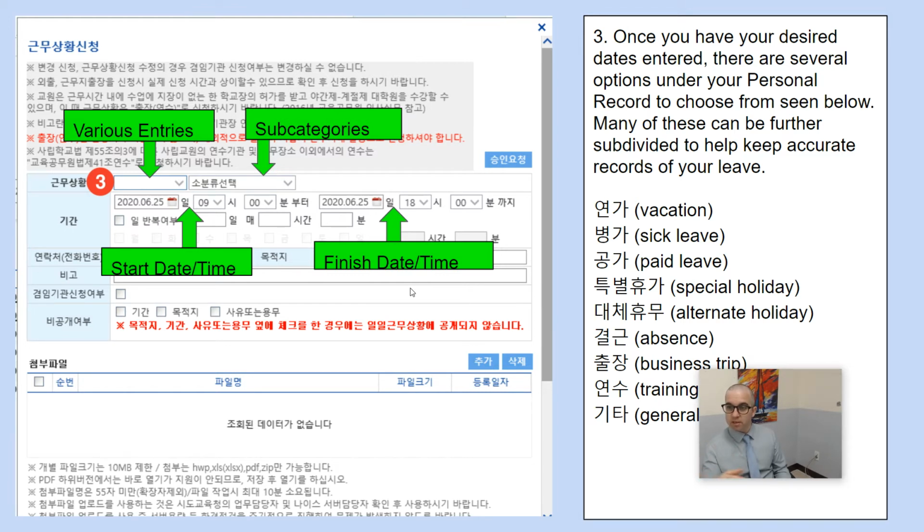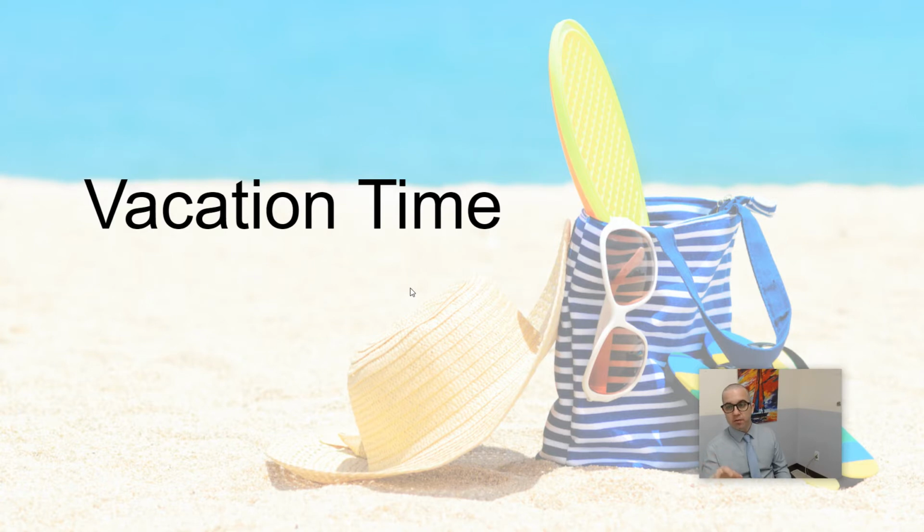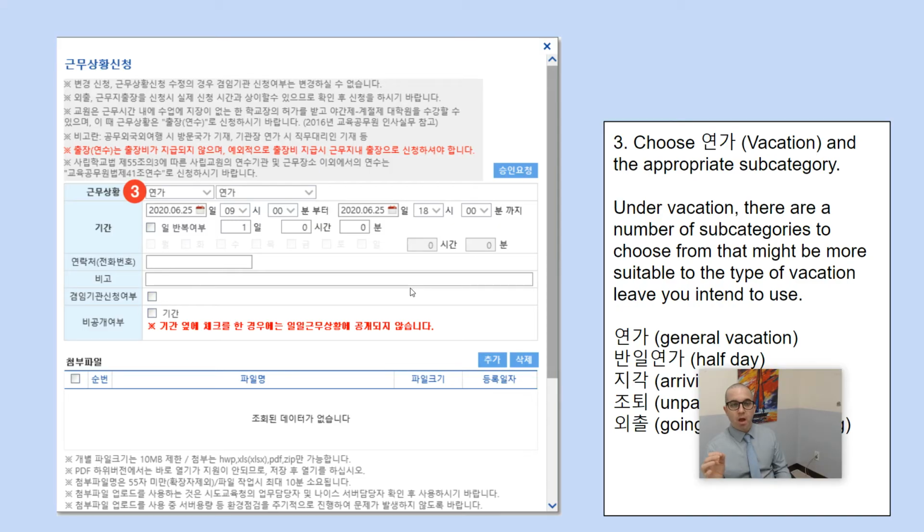Obviously, yours would need to be adjusted to 5. So you would adjust those hours for the start time and finish time of your entry, whatever it would be. I'll walk you through actually doing a vacation entry so you can see the whole process, but this is just the general basics right now. For vacation time, I choose 연가 as the category, and the subcategory was just 연가. 연가 is just general vacation.